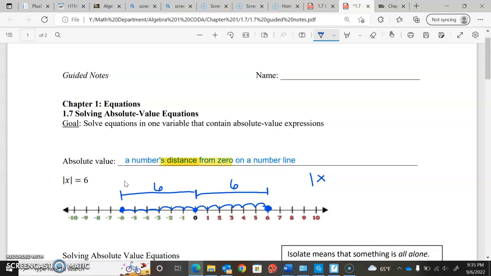So for absolute value of x equals 6, to solve for x, you're asking yourself, what's the number x can be that's 6 units from 0? Well, it could be 6 or it could be negative 6. So there's actually two different solutions for x. Okay, so that's absolute value.